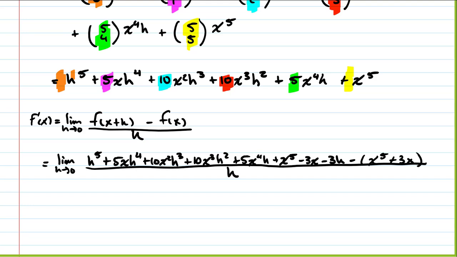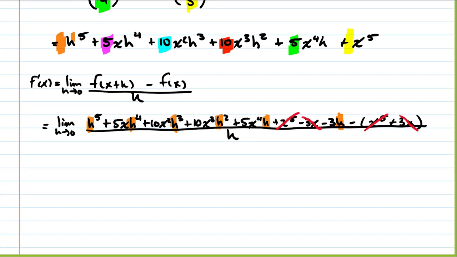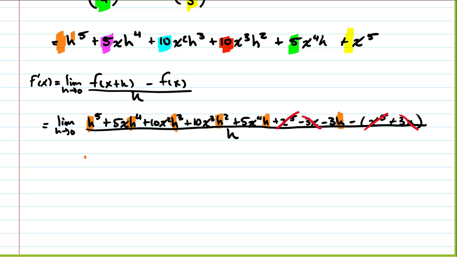h. So then, what happens? Same thing that happened in all of our examples. The x to the 5th and the x to the 5th cancel out. There is a negative 3x and a positive 3x. When we look at what's left in this, every single term will then have an h, which we can factor out. So we factor out our h.